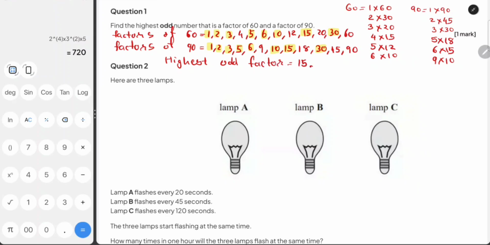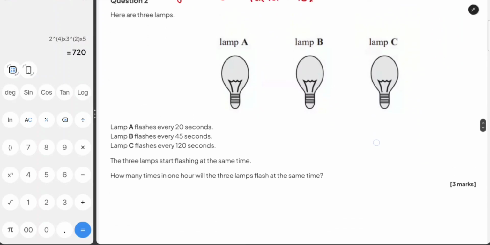So the question is very tricky. Don't jump to finding the HCF. They are asking for the highest common odd factor, not the highest common factor. Keep this in mind. Okay, second question.